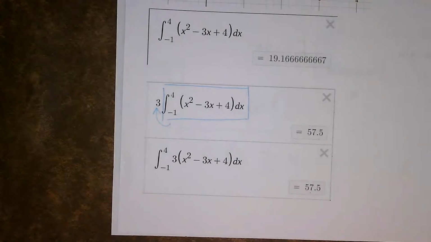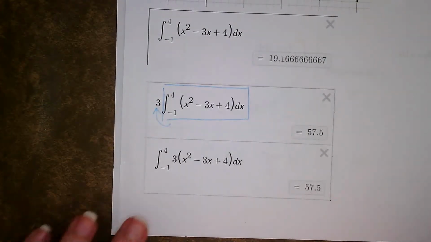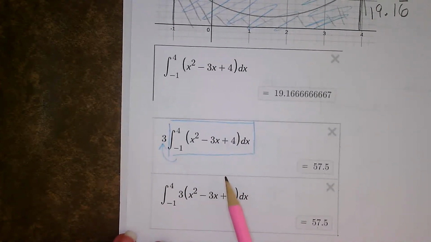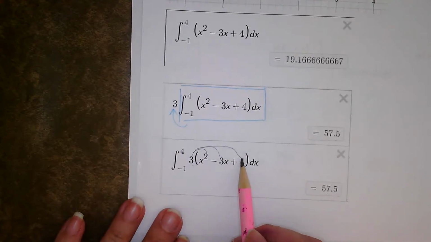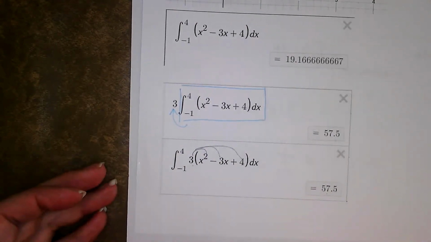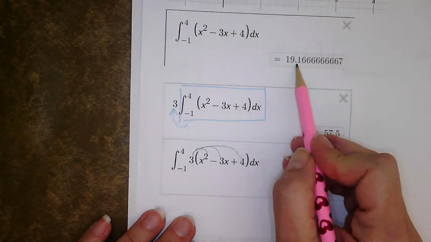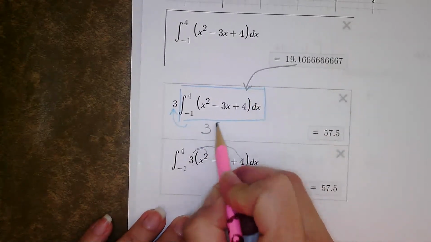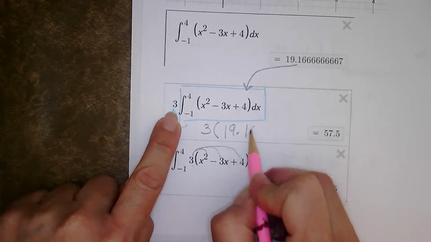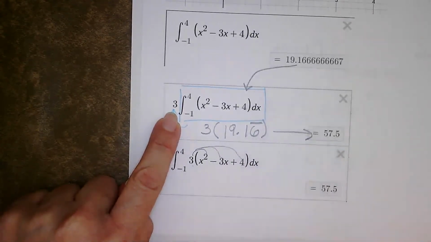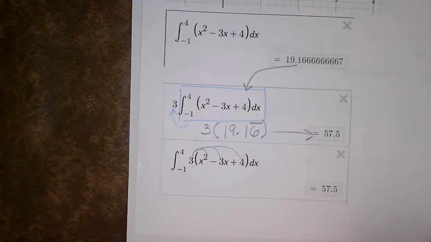So typically, if I want to calculate the 3 f of x, I don't want to distribute this 3, graph a new function, and calculate a new integral. I'd rather take the value I'm given, keep the 3 there, multiply, and get my answer. It's a more efficient process.